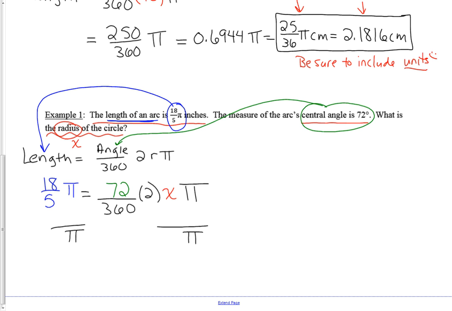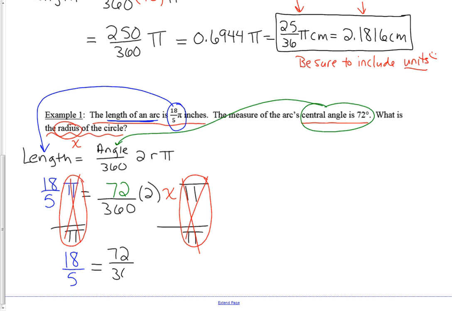And then what's nice is pi divided by pi is a silly version of the number 1, and I don't need to have it. And this pi divided by pi is a silly version of the number 1, and again, I don't need to have that either. So on this side, I am simply left with 18 over 5. On the other side, I'm left with 72 over 360 times 2 times x. And from here, there are many different ways that you can solve this.